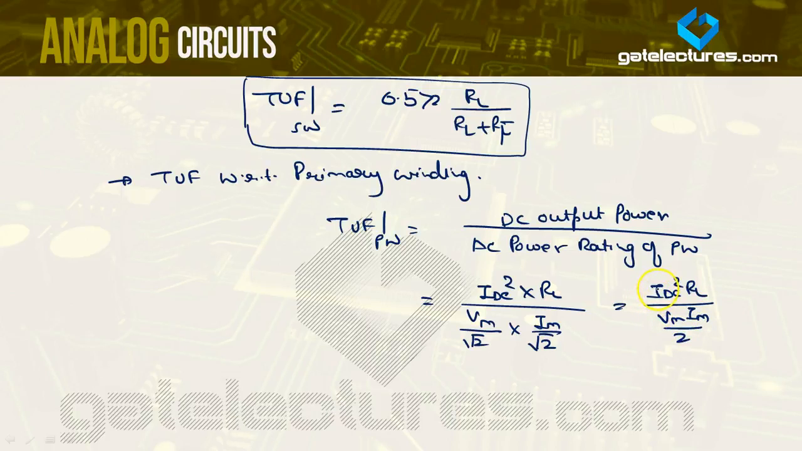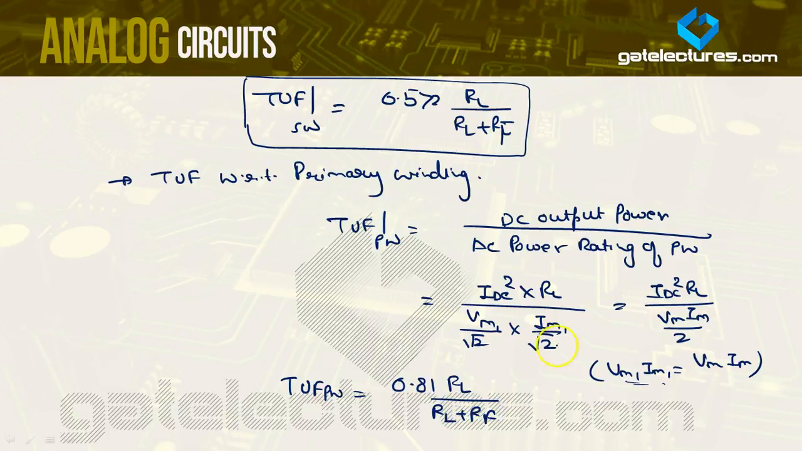Basically it is Vm1 Im1, which will be equal to Vm Im, because we know that across the primary winding the turns ratio will cancel each other. So Vm1 and Im1 will be equal to Vm Im. If we plug in the values, the TUF with respect to the primary winding will be equal to 0.81 RL divided by RL plus RF.